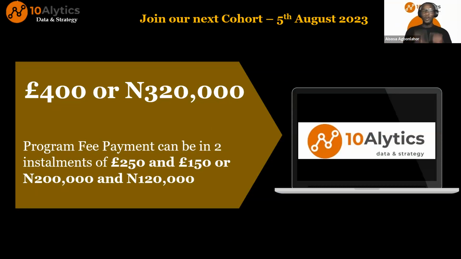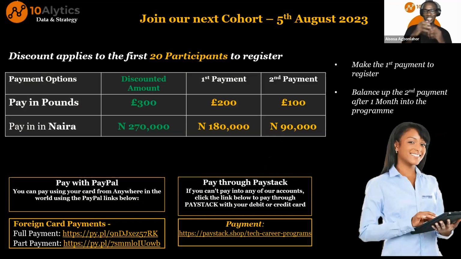Now, remember at the start of the session, I mentioned that there's a special offer for those that stay to the end of the session, right? So what is that special offer? All right, the special offer is that there's a discount for the first 20 participants to register. We are starting a new cohort in September. The new cohort begins on the first Saturday of September, right?